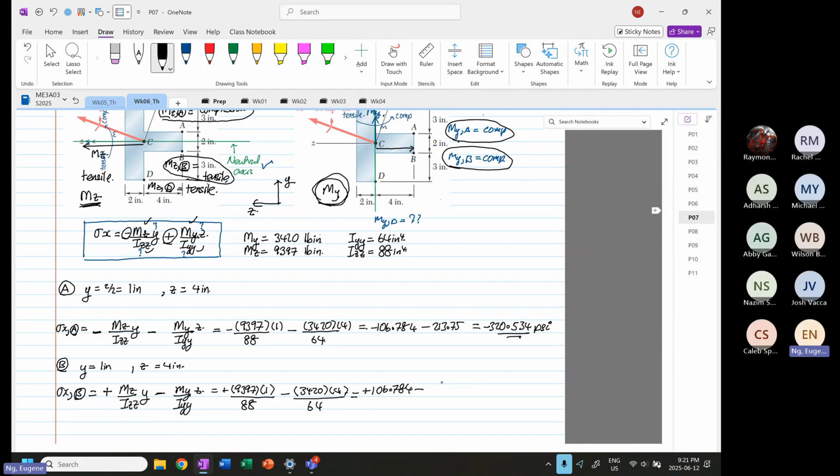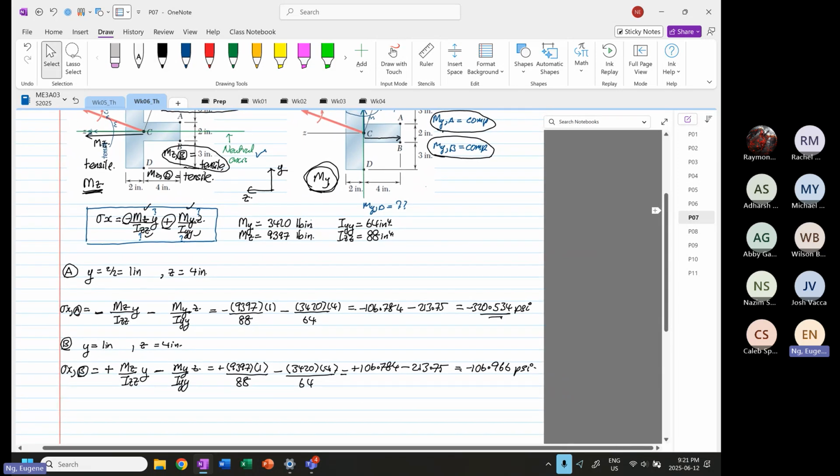So this will be equal to positive 106.784 minus 213.75. So this is equal to minus 106.966 PSI. Okay, so the last point that we're going to find is at point D.